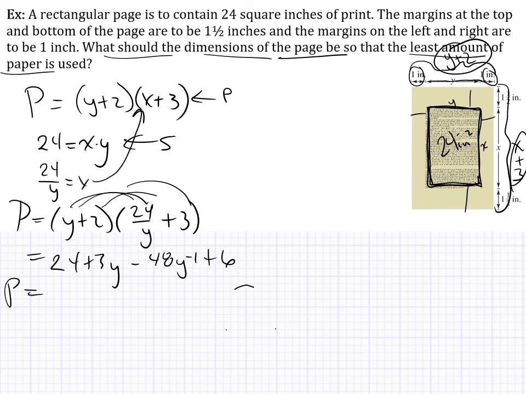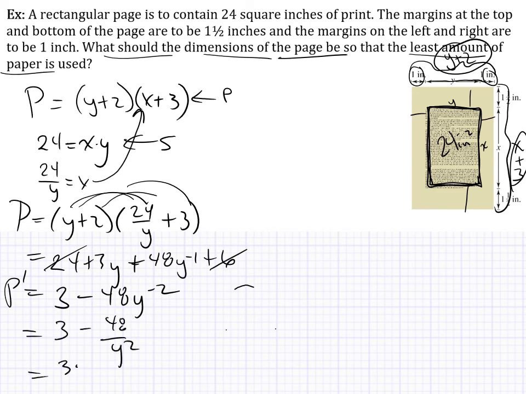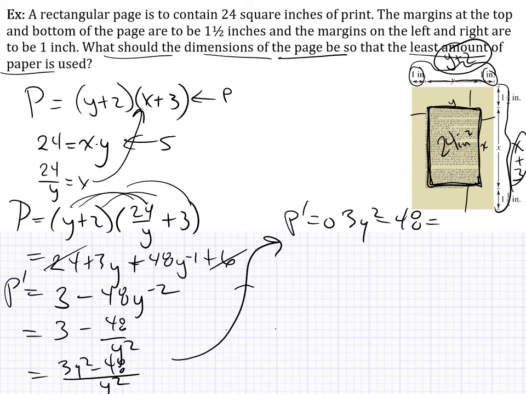So we take the derivative. 24 is 0, 6 is 0, 3y would be 3, and this will give me negative 48 y to the negative 2. So I have 3 minus 48 over y squared, which I can also write as 3y squared minus 48 all over y squared. So when does the derivative equal 0? Well, when 3y squared minus 48 equals 0.